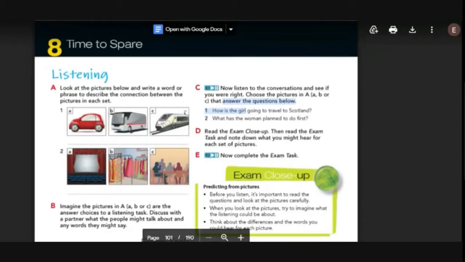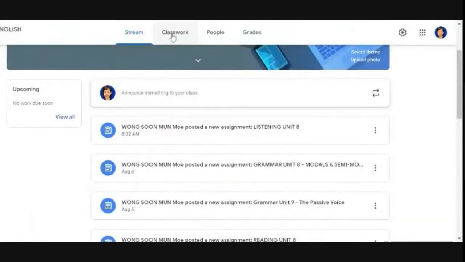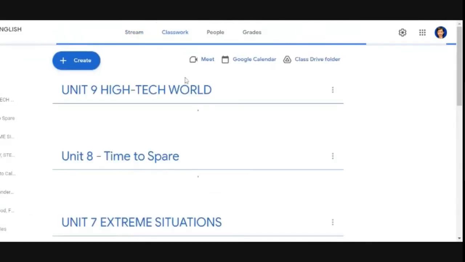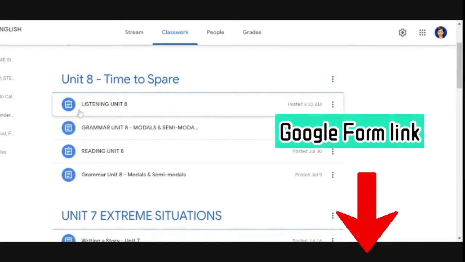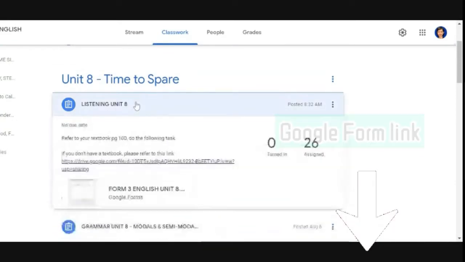You can get ready your textbook, turn to page 100. Okay, today we'll be doing listening. As you can see in your Google Classroom, I have already posted this assignment. This one, Listening Unit 8.